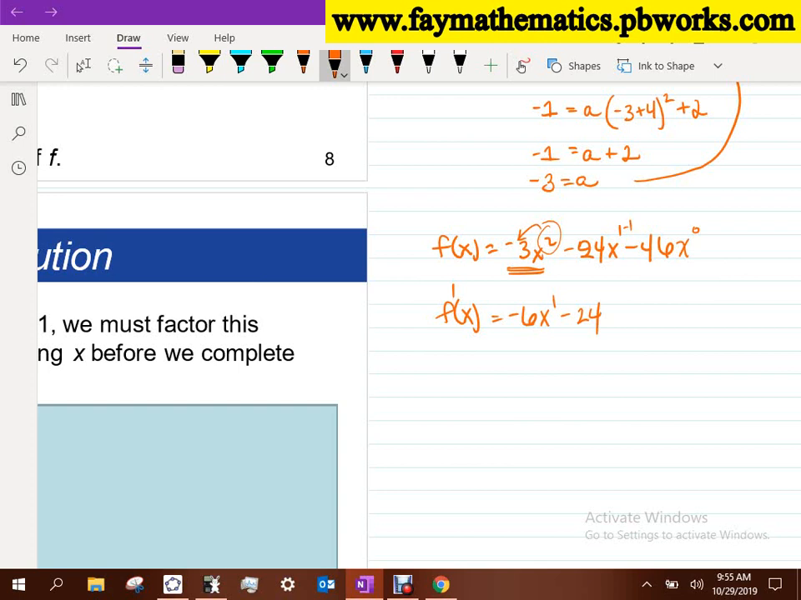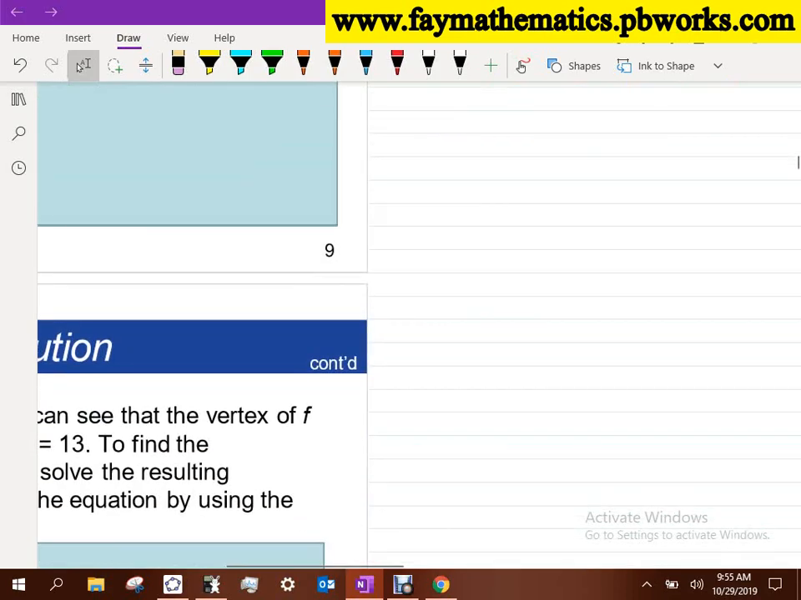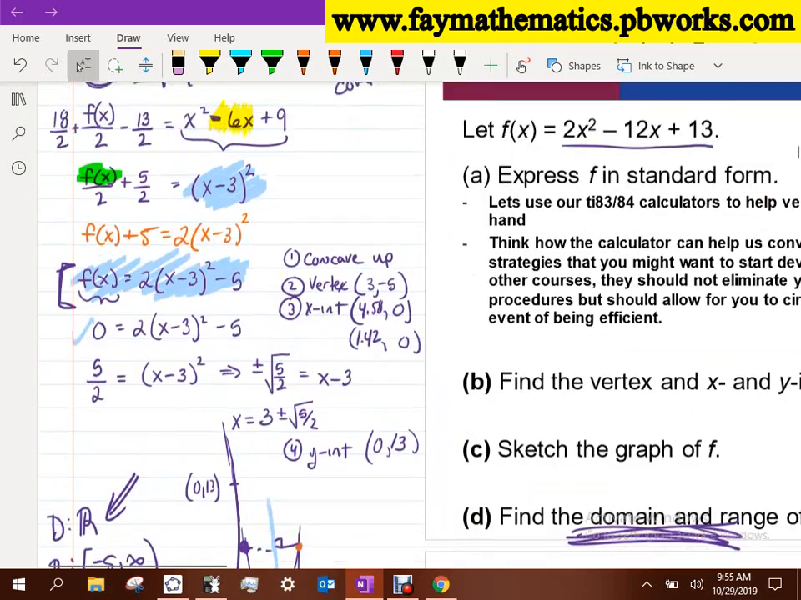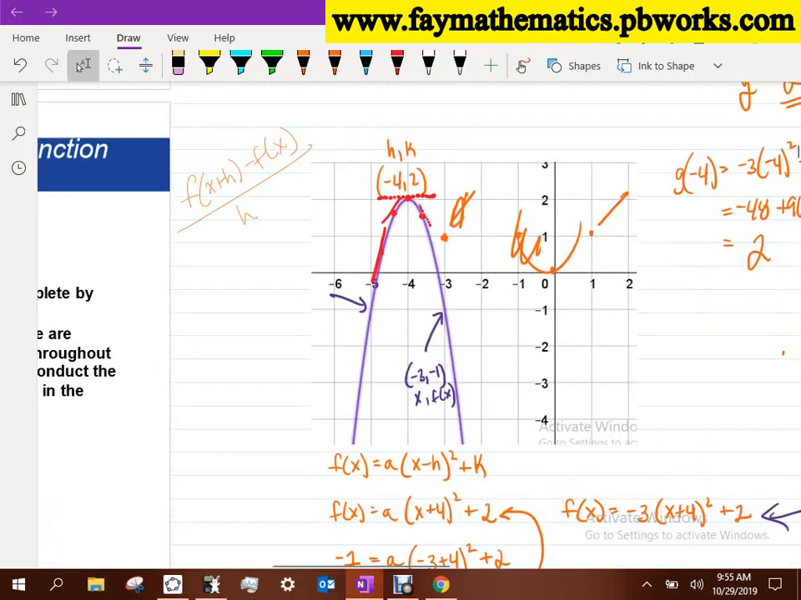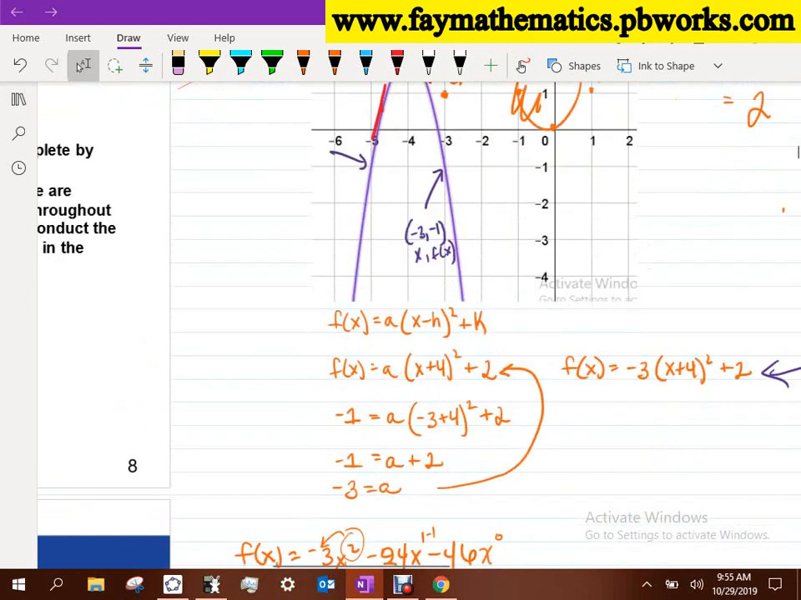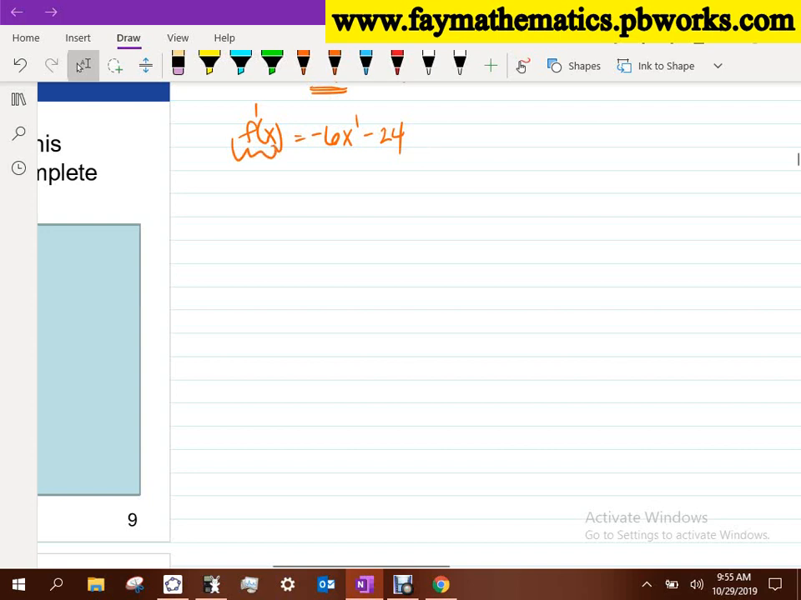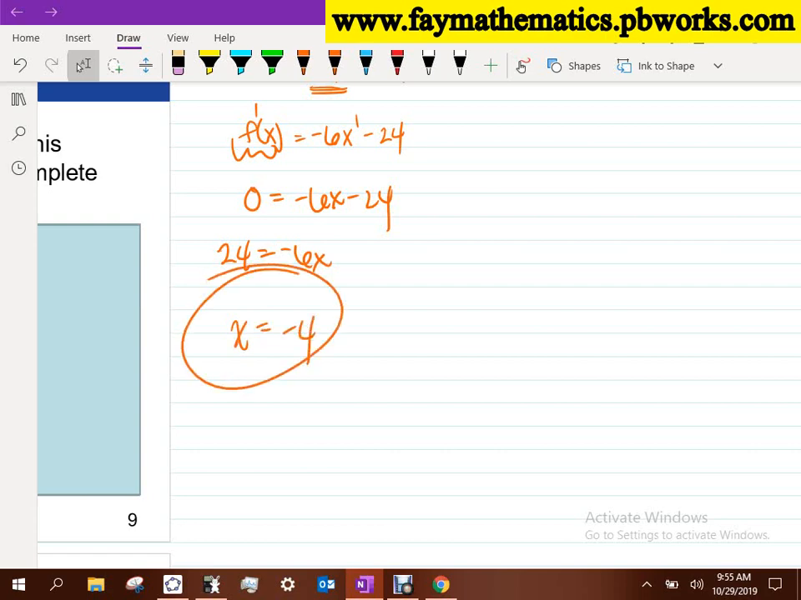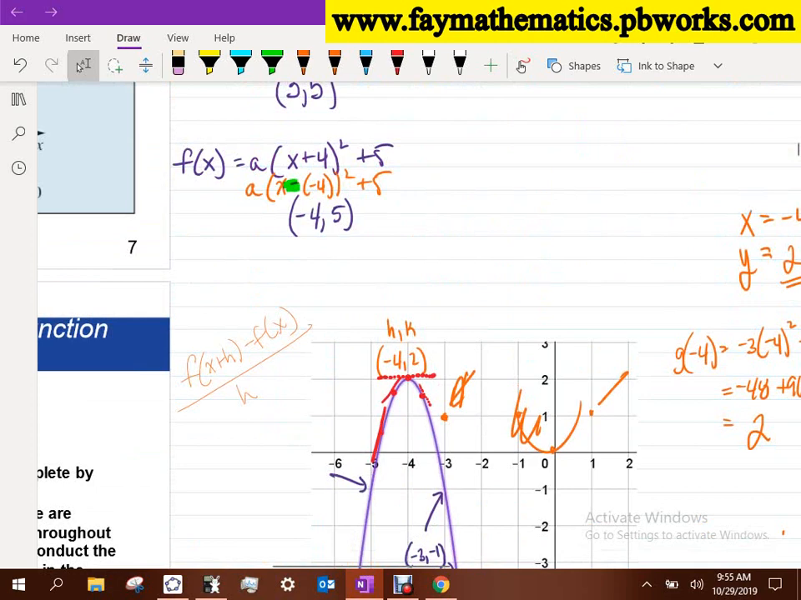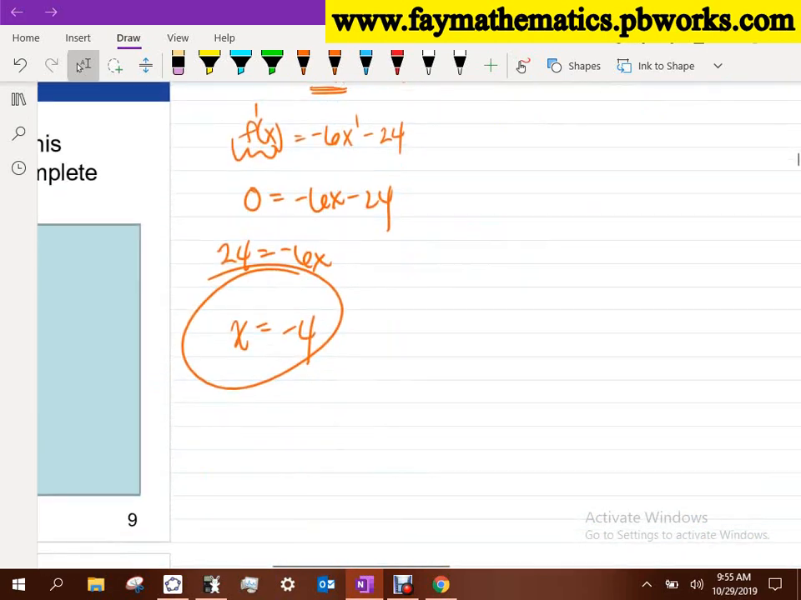Why is that useful? This gives me the equation of the slope of any point on that parabola. Well, you said right here at the vertex, the slope had to be what? 0. This says the slope of tangent lines, I'm going to say 0, is negative 6x minus 24. If I solve for x, I get 24 equals negative 6x, right? What's x give me? Negative 4. What was the x coordinate of your vertex? Negative 4.